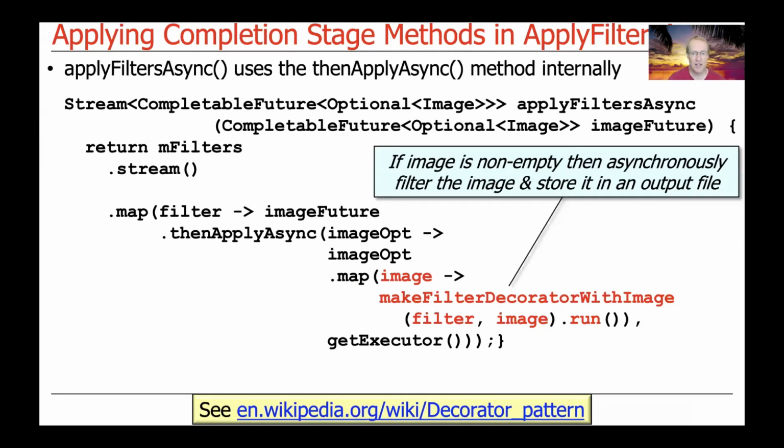There's a little factory method here called makeFilterDecorator with image, and we give it the filter we want to apply and the image we want it to be applied to, and we tell it to go ahead and run. And so that'll create a little object that's basically a decorator, and that will go ahead and apply the filter to the image, which will ultimately filter or transform the image and store it in a corresponding output file. And this uses something called the decorator pattern. We don't have time to go through the decorator pattern in detail, but it's a really cool technique that we use here in order to be able to transparently wrap filters or transforms around image objects that know how to write the contents to an output file.